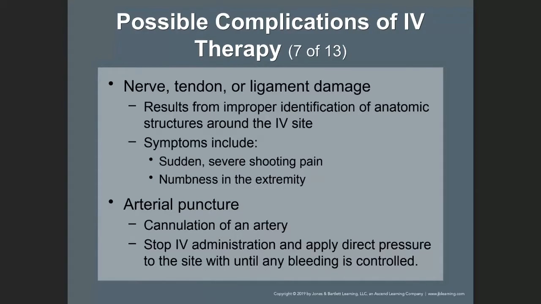Nerve, tendon, or ligament damage. Results from improper identification of anatomic structures around the IV site. Symptoms include sudden severe pain and numbness in the extremity. You can have arterial puncture. This is cannulation of an artery. If this occurs, immediately stop IV administration and apply direct pressure to the site with your gauze bandage until bleeding is controlled.